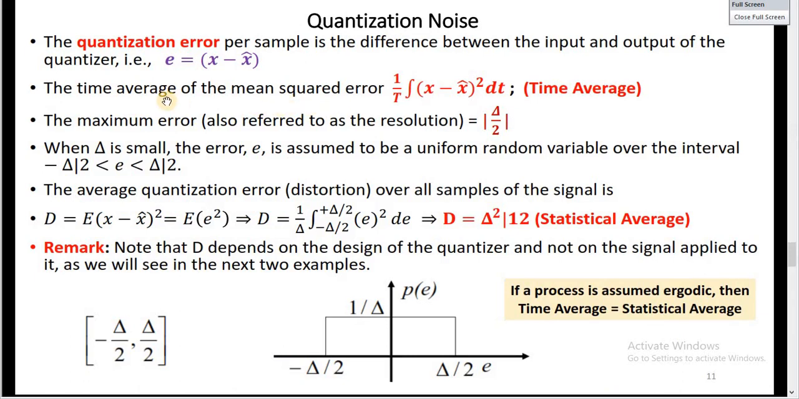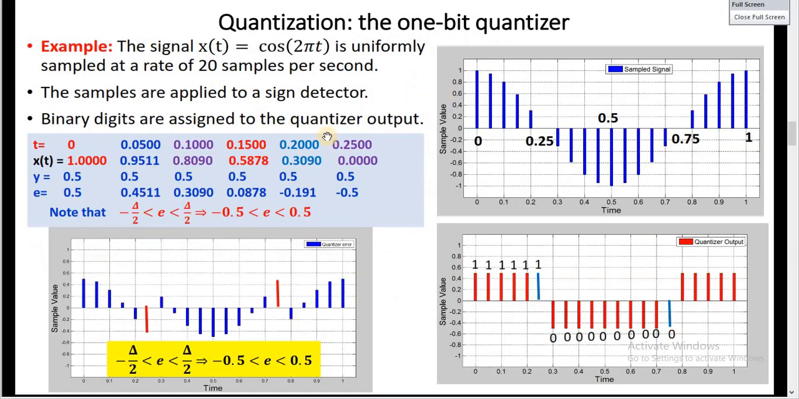The time average of the mean square error is 1 over T, the integral over some observation time T, of (x minus x cap) squared dt. x is the input to the quantizer, x cap is the output of the quantizer, and then we have the square. So this is the time average quantity for the quantization noise. This formula means that we take the error per sample, square it, and then sum or integrate over all samples. This is the time average.